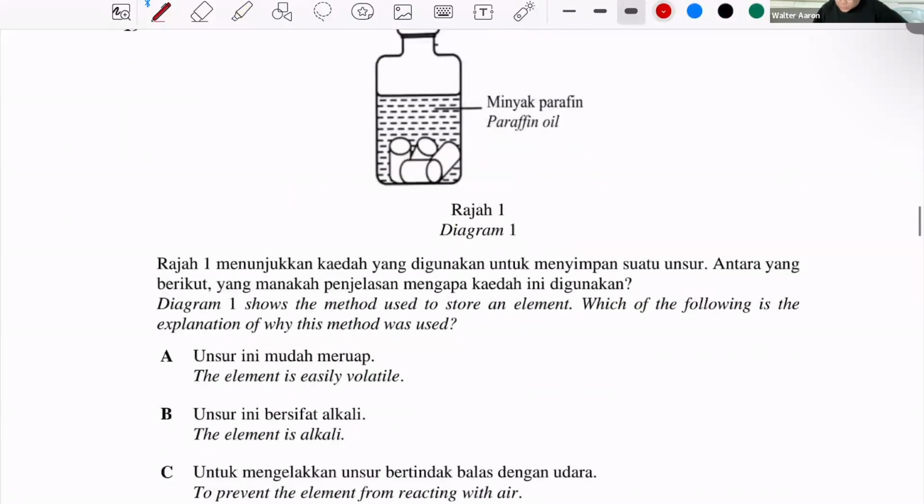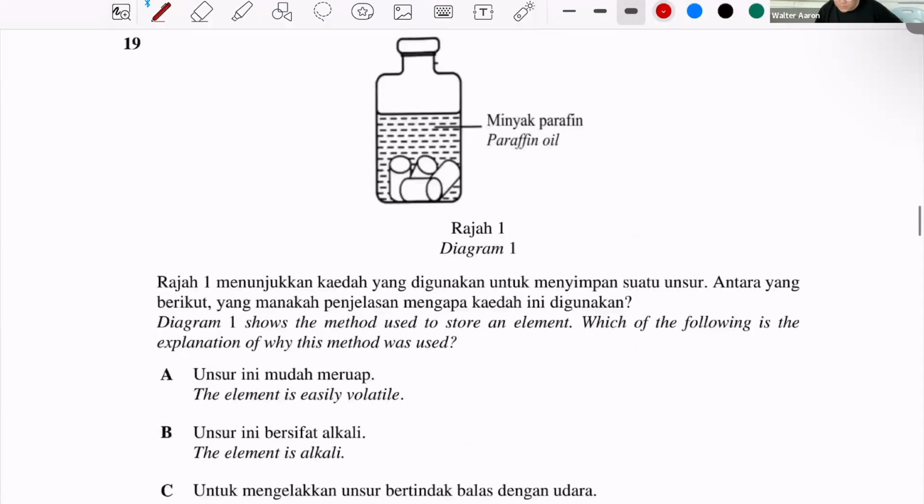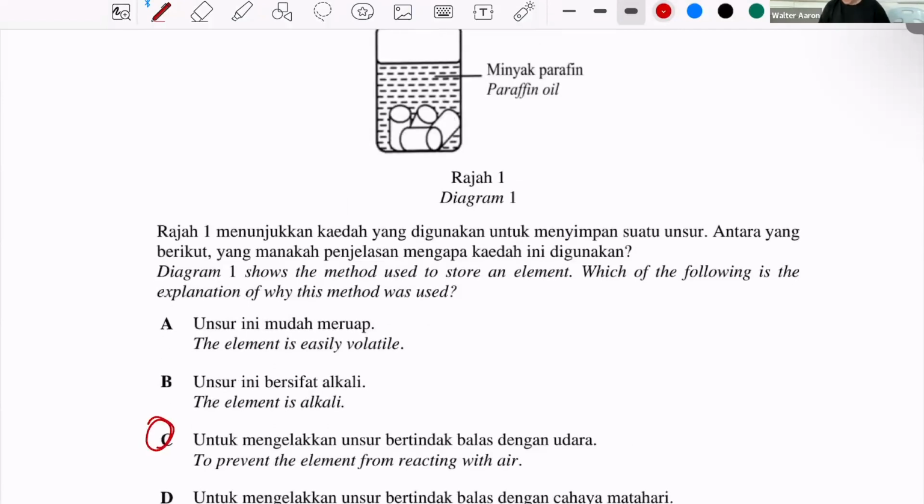Number 19, diagram 1 shows the method used to store an element. That's paraffin oil. It is used to prevent water or any amount of air from going inside, because it's very dangerous. So what kind of elements are usually kept like this? Normally group 1 elements, because they are highly reactive. So the best answer for number 19 will be C, to prevent the element from reacting with air so it doesn't cause an explosion, especially group 1 metals.